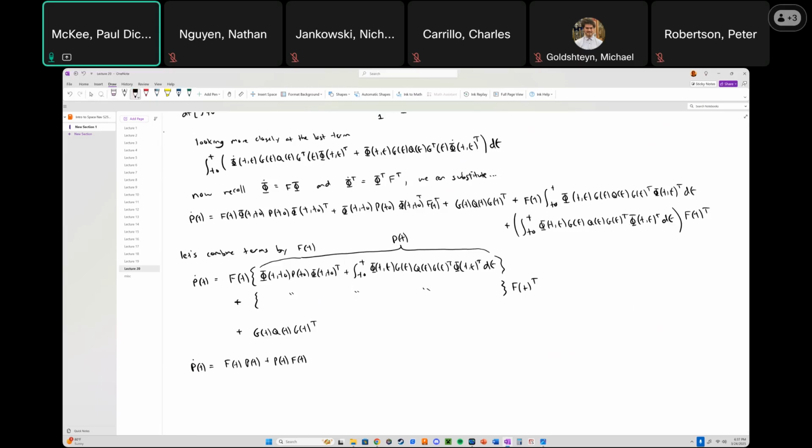It's F of t P of t plus P of t F of t transpose, plus G of t Q of t G of t transpose. And this gets us the derivative, right? So once again, we're not actually solving for P, we're solving for P dot. So this is our covariance propagation differential equation.